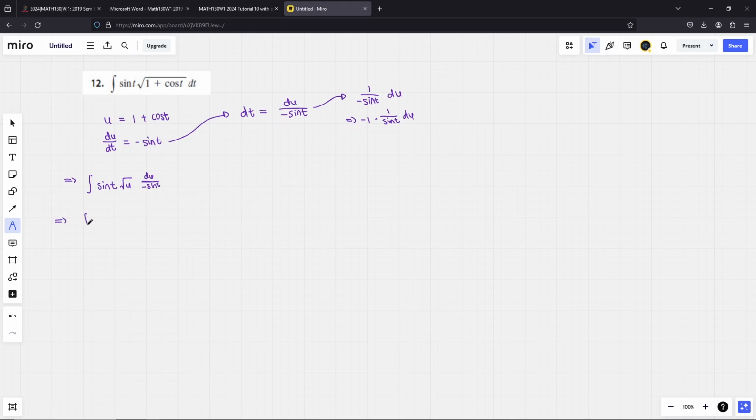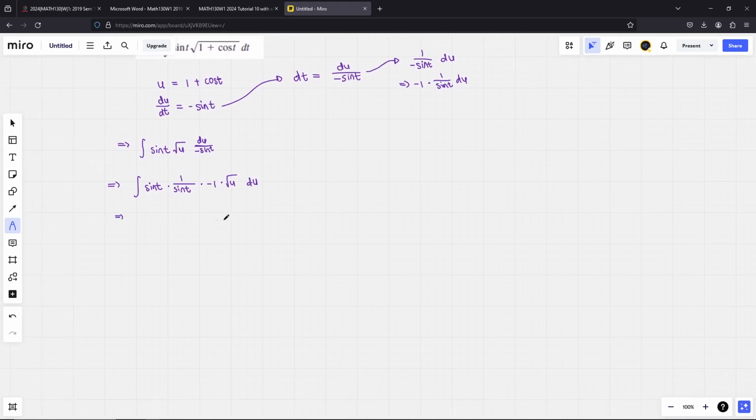So let me rewrite the integral with these new things. So sine t. Okay, now I'm going to write the 1 over sine t next to it, so we can see that these two can cancel. Okay, now let's not forget the other things. So we also have a minus 1, we also have root u, and then finally we have du. Okay, so as I said, these two can cancel because this multiplies in there and they cancel, which gives me 1.